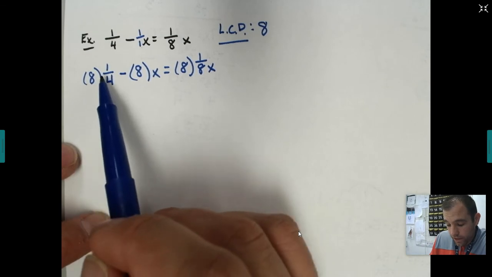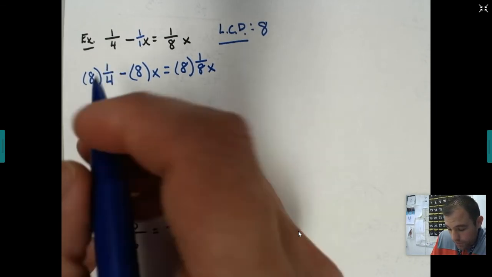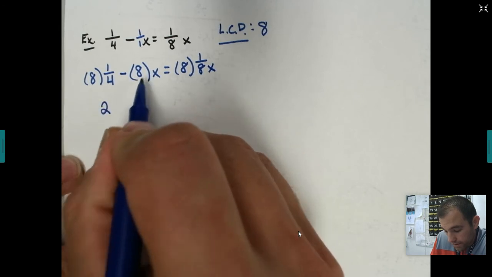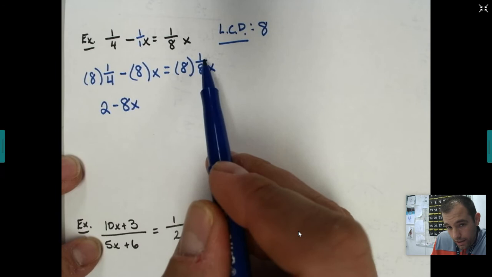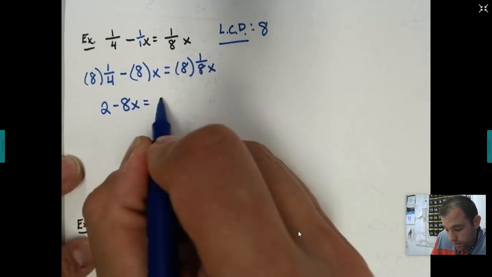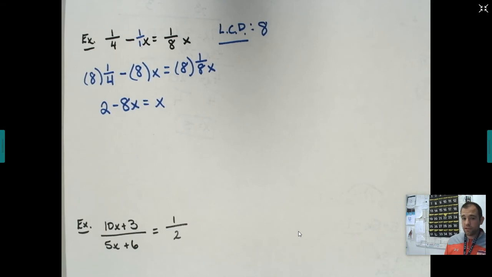So then if you're not good with fractions, this is where your calculator will come in handy. 8 times 1/4 is 2. 8 times x is 8x. And 8 times 1/8, 1/8 of 8 is just 1. So I've gotten rid of all of the fractions, right? I eliminated all of the denominators, which is exactly what we wanted to do. Okay, I was able to eliminate them by multiplying by the LCD.